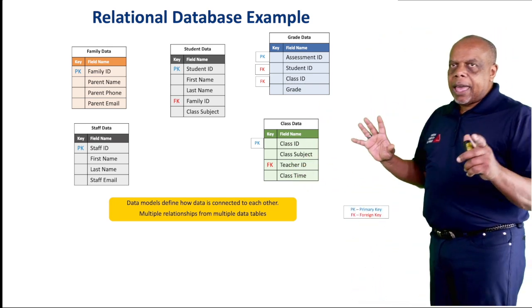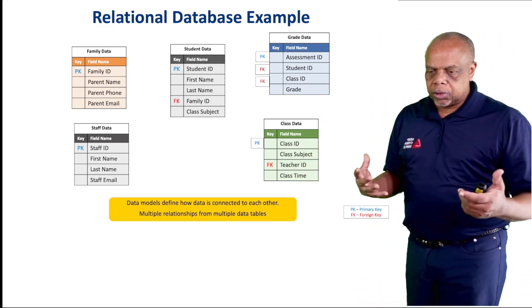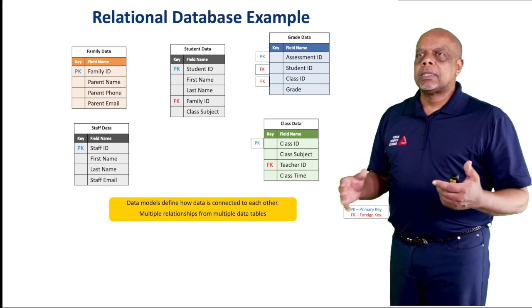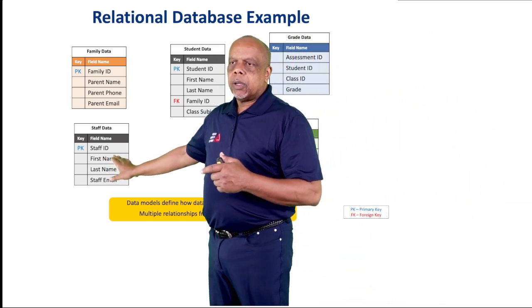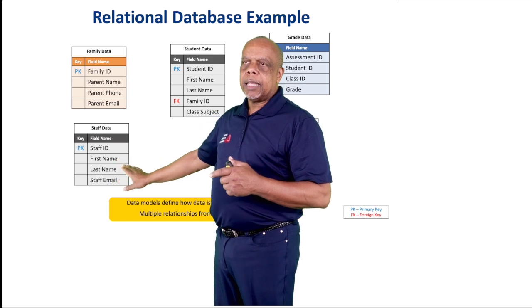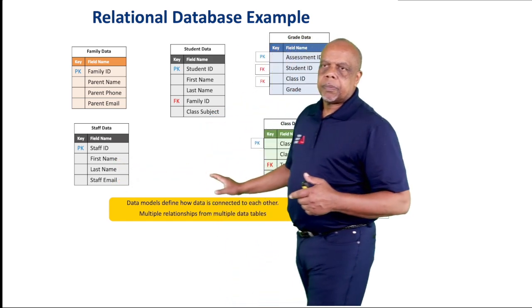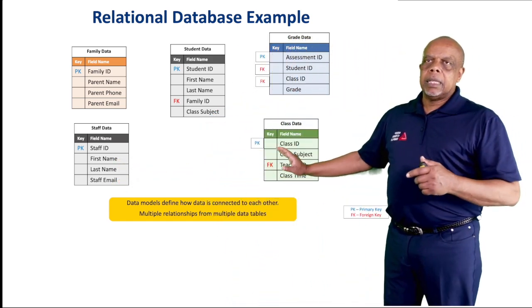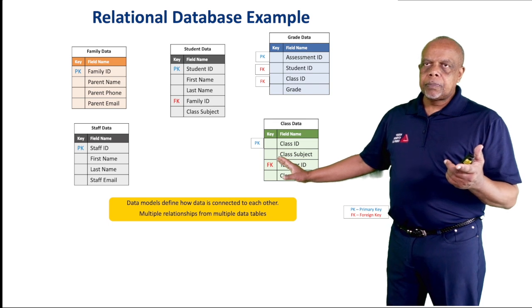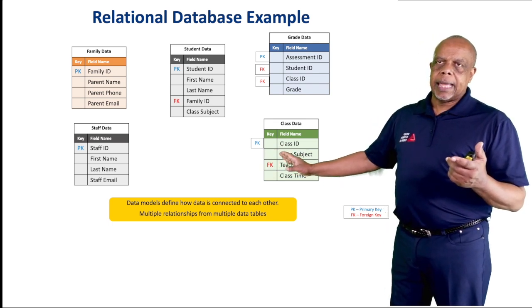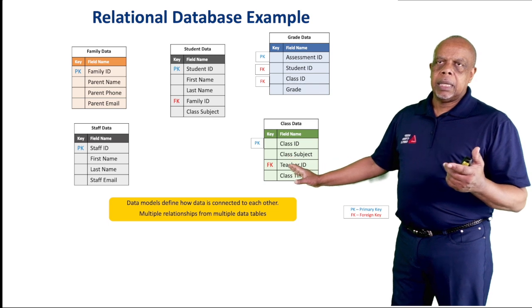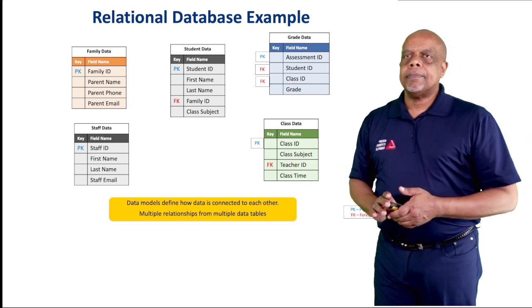So let's take a look at the staff. Now we're also in the same database, relational database. We want to keep information about the staff and what they're doing. So we got a table that has a staff data. And we have a staff ID number, their first name, last name, and email address. Now we got class data. And now in this class data, we're going to have the class ID, subject, class subject, teacher ID, and class time.